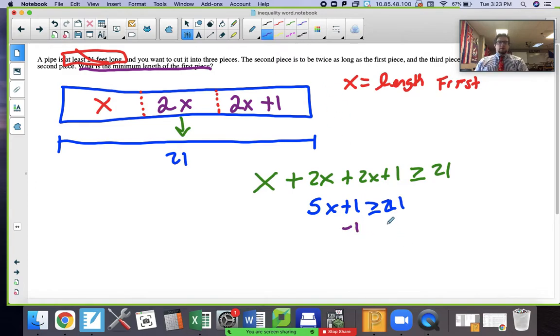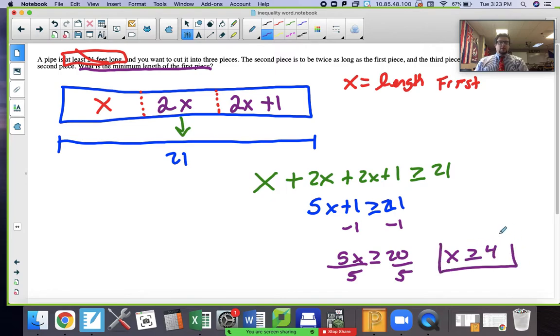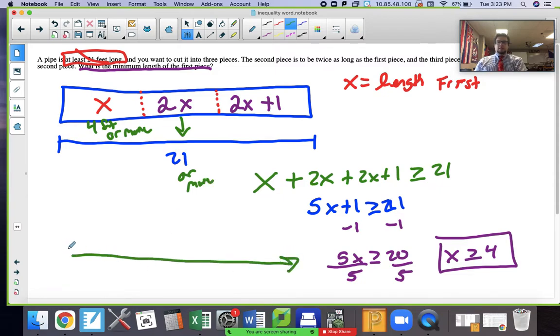Subtract 1 from both sides. Divide by 5. So what we found here is that the first piece has to be 4 feet long or more in order for the whole pipe to be 21 or more. Plot my result on a number line. Here's 4. It's a closed circle, and I need everything bigger than 4.